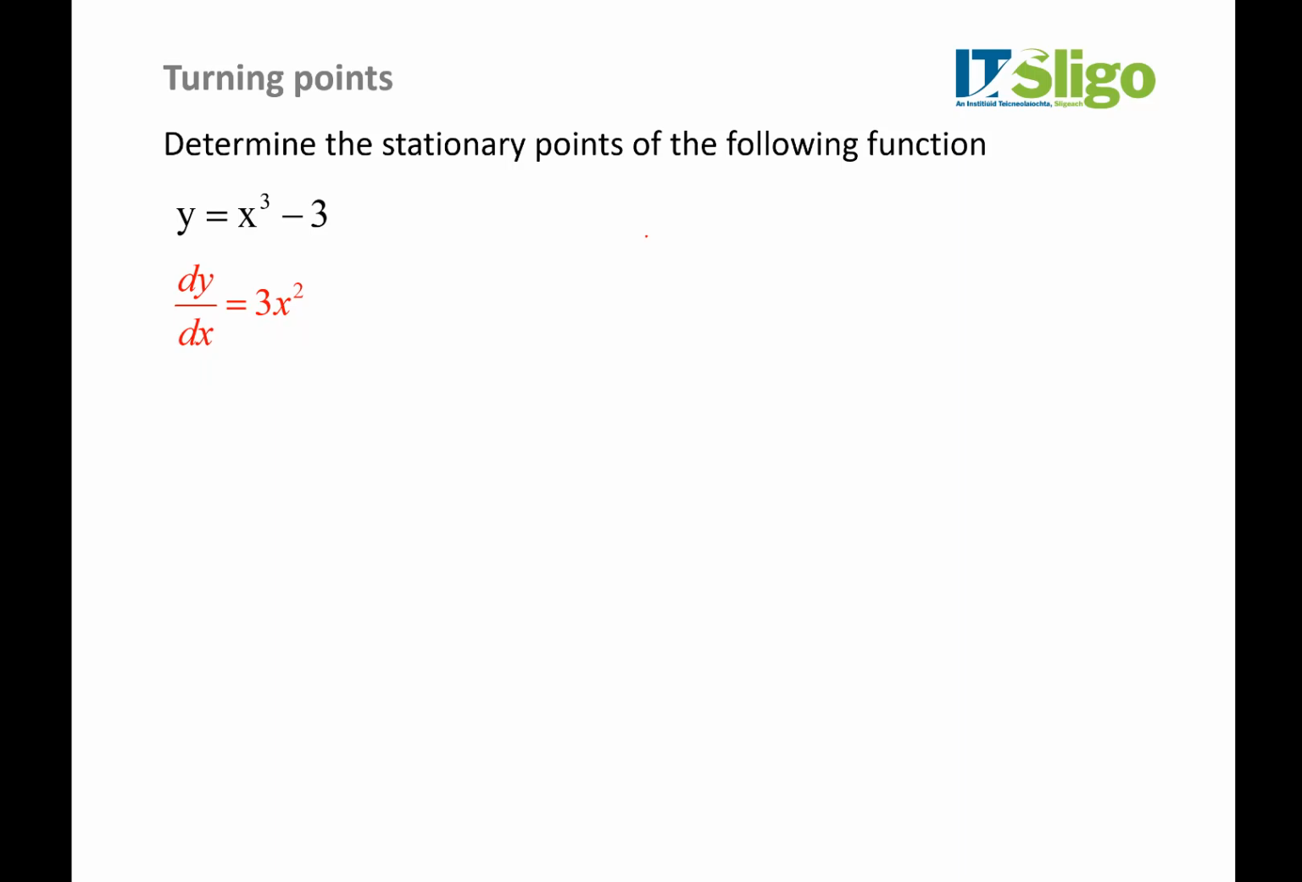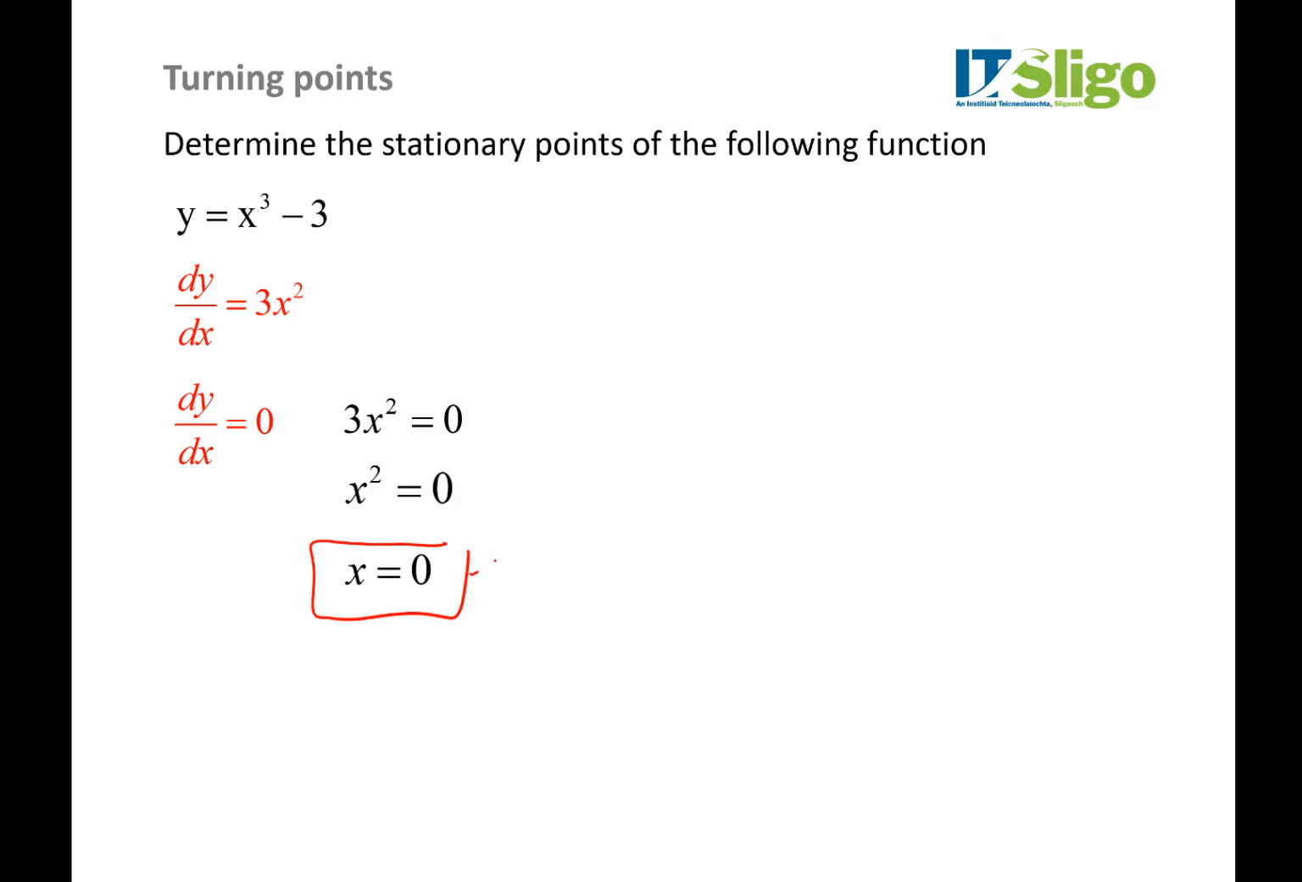First we find dy/dx. Then we let dy/dx equal 0. So 3x squared is equal to 0. Divide both sides by 3. We get x squared is equal to 0. And the only thing multiplied by itself which will give us 0 must be 0. So x is 0.